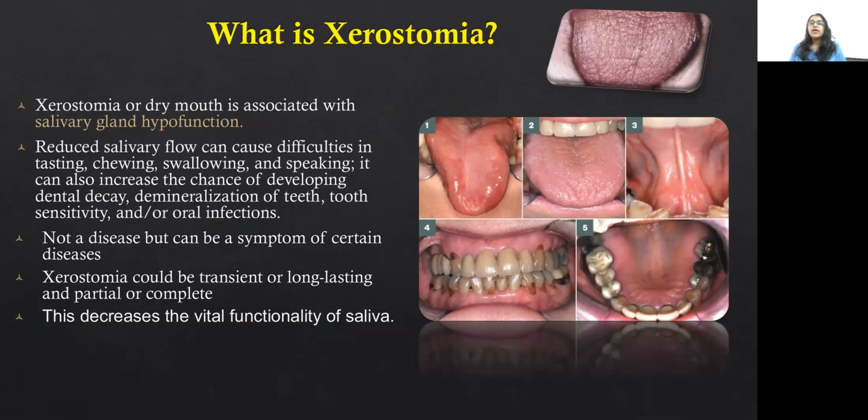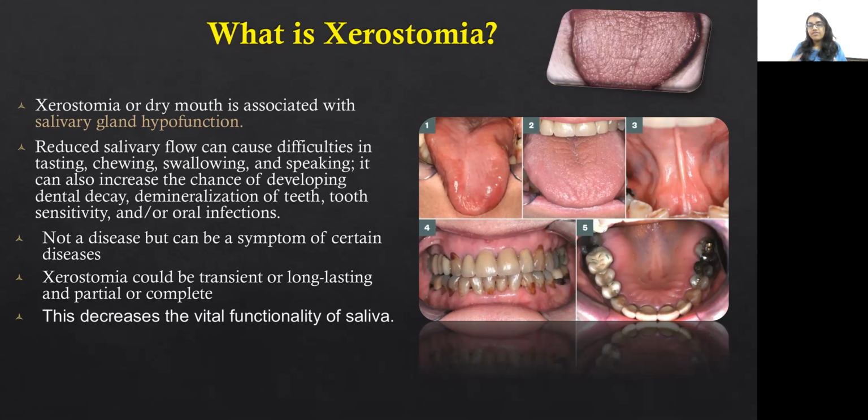Okay, so coming up to what is xerostomia. As our title says, stem cells in xerostomia. What exactly is xerostomia? Xerostomia is actually dry mouth. It's a layman term which says dry mouth. Dry mouth is actually associated with salivary gland hypofunction. Now, what are salivary glands? Salivary glands are the ones which produce saliva. So their hypofunction results in xerostomia or dry mouth.